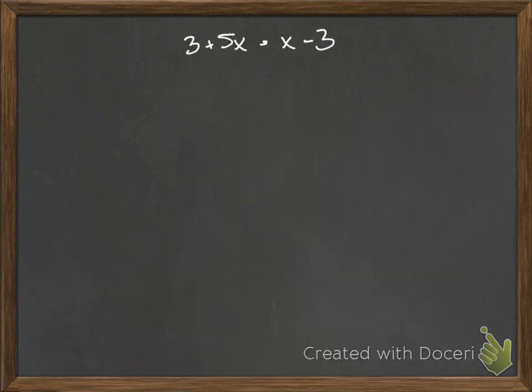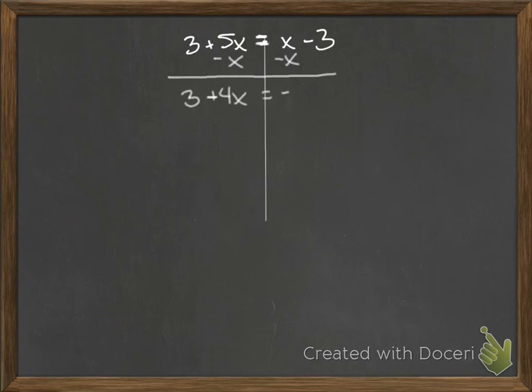Okay, let's do one more example. So we have 3 plus 5x equals x minus 3. So again, I'm going to draw my line here. Remember, the first thing I have to do is get all my variables on one side. The way I'm going to do that is to subtract x from both sides. So that's going to give me 3 plus 4x equals negative 3. Okay, so now my x is here. It's being multiplied by 4, and then 3 is being added to it.